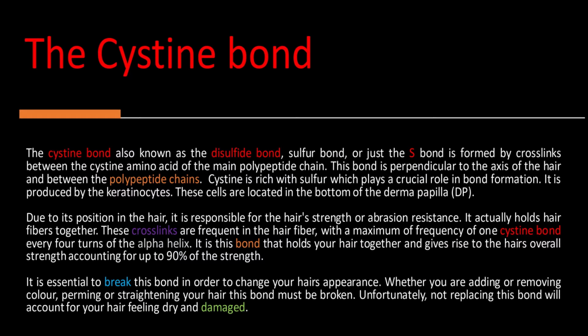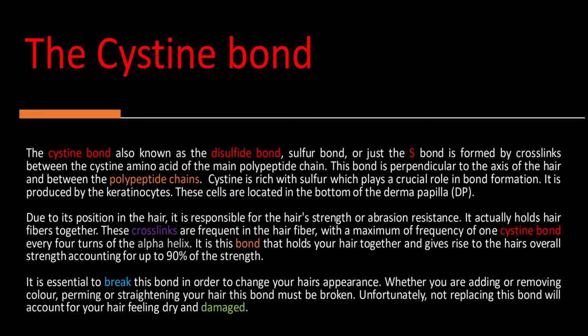The cystine bond. The cystine bond, also known as the disulfide bond, sulfur bond, or just the S bond, is formed by cross-links between the cystine amino acids of the main polypeptide chain. This bond is perpendicular to the axis of the hair and between the polypeptide chains. Cystine is rich with sulfur, which plays a crucial role in bond formation. It is produced by the keratinocytes. These cells are located in the bottom of the dermal papilla, DP. Due to its position in the hair, it is responsible for the hair's strength or abrasion resistance. It actually holds hair fibers together.